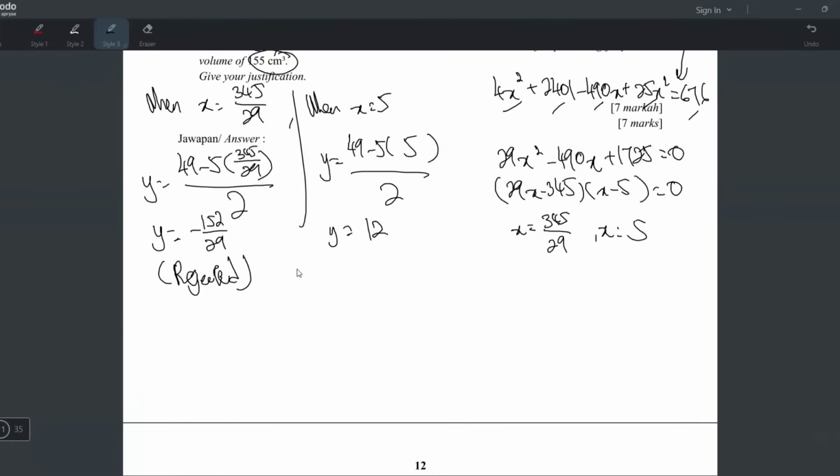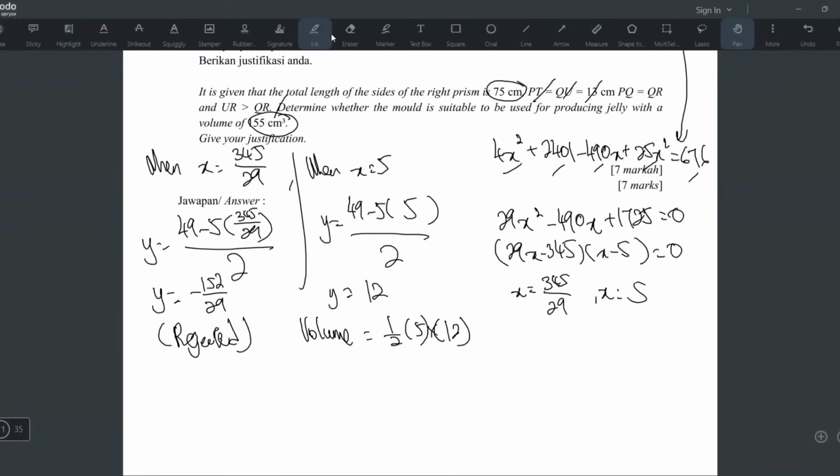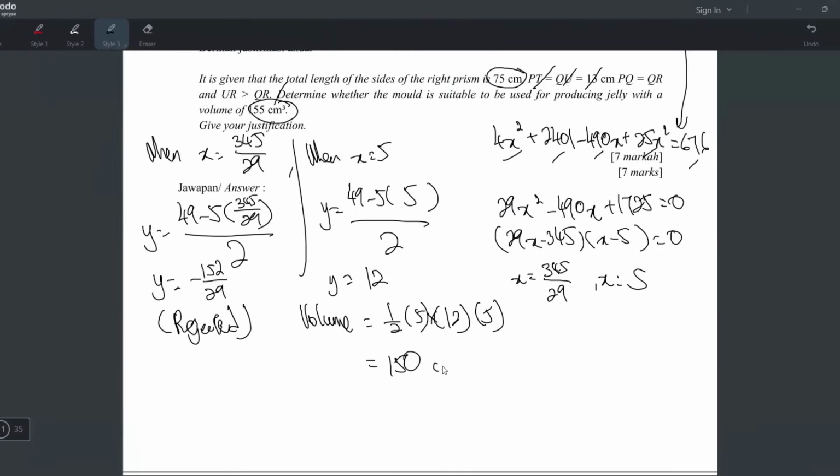So the volume is equal to 1 over 2 times 5 times 12. Okay, you get the area of the triangle, right? And then times the height, 5. Okay, press all this, then you will get 150. And the unit will be in cm, because everything is in cm, so this one is cm cube.